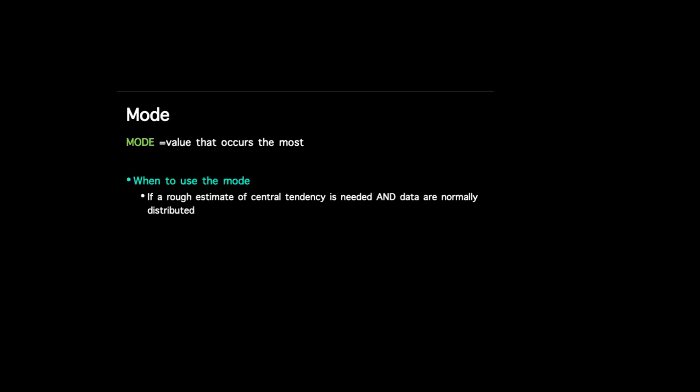So the kind of takeaway on when you would use a mode is if you just want a really rough estimate of central tendency and your data are relatively normally distributed, okay?